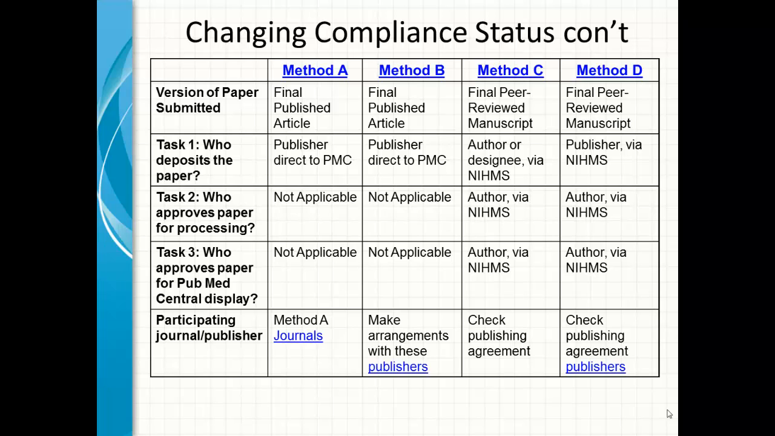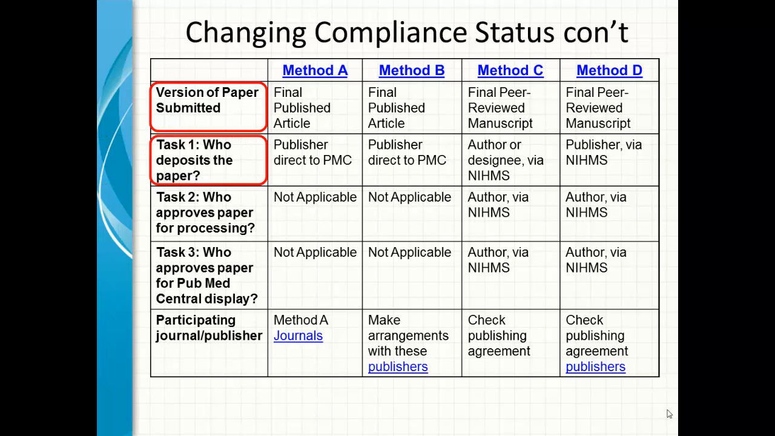This chart shows the basic methods of submitting a publication to PubMed Central. This will be covered more comprehensively in the April 9th workshop hosted by the library. This particular chart is separated into sections and is from the NIH. The first section determines what version of the paper should be submitted. In method A and B, the journal is doing it, so they're submitting the final published article. In method C and D, the peer-reviewed manuscript must be submitted.